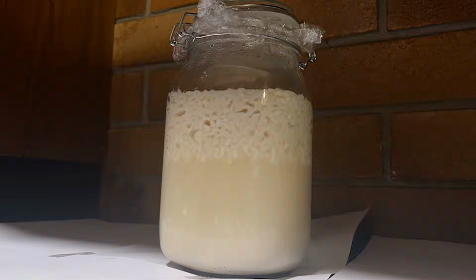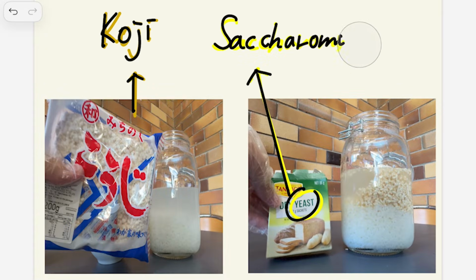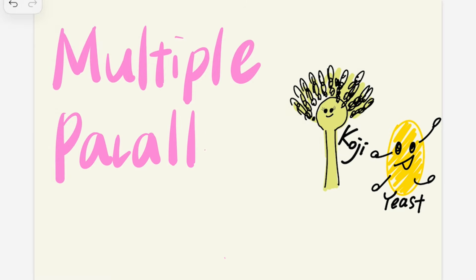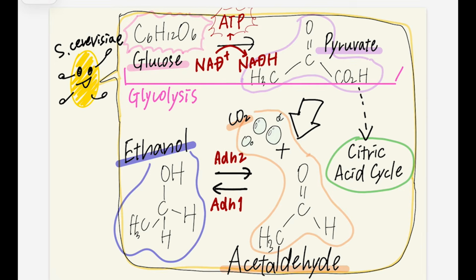That's science at work. The stars here are koji and yeast named Saccharomyces cerevisiae, performing multiple parallel fermentation. Koji enzymes break down rice starch into glucose that yeast can use. S. cerevisiae converts glucose through glycolysis to form pyruvate, generating NADH and ATP.